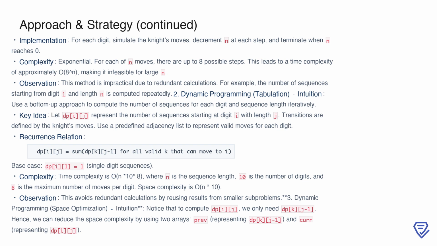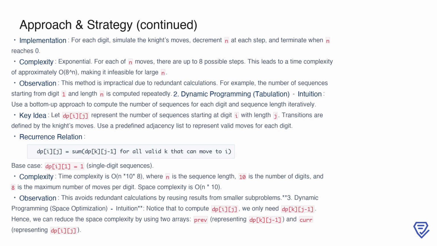The recurrence relation for this is straightforward: dp[i][j] equals the sum of dp[k][j-1] for all valid k that can move to i. The base case is simple: dp[i][1] equals 1, because there's only one sequence of length 1 for any starting digit.